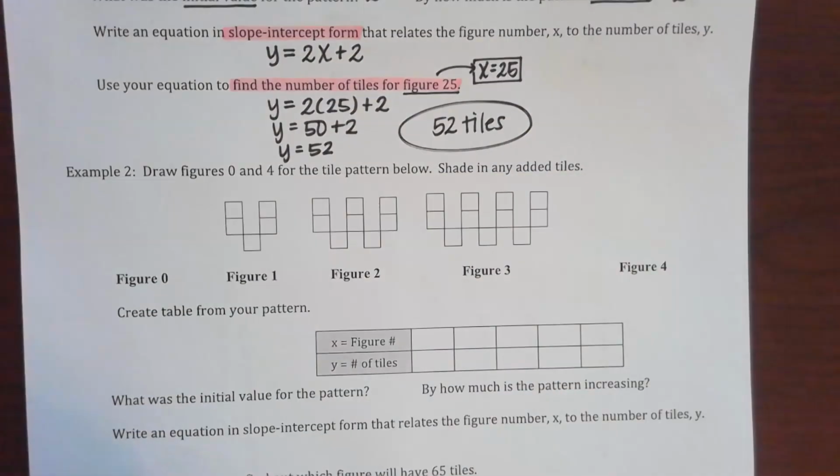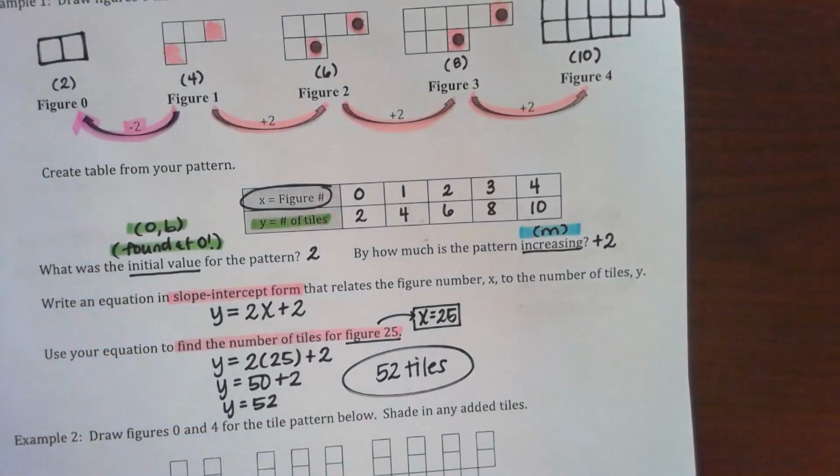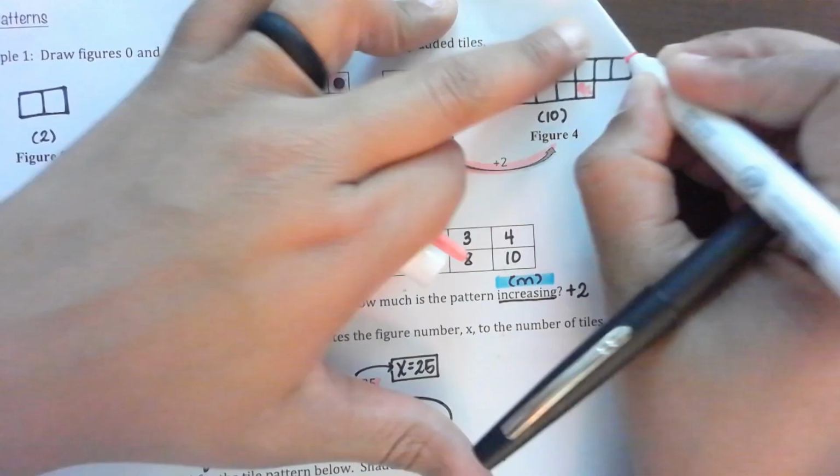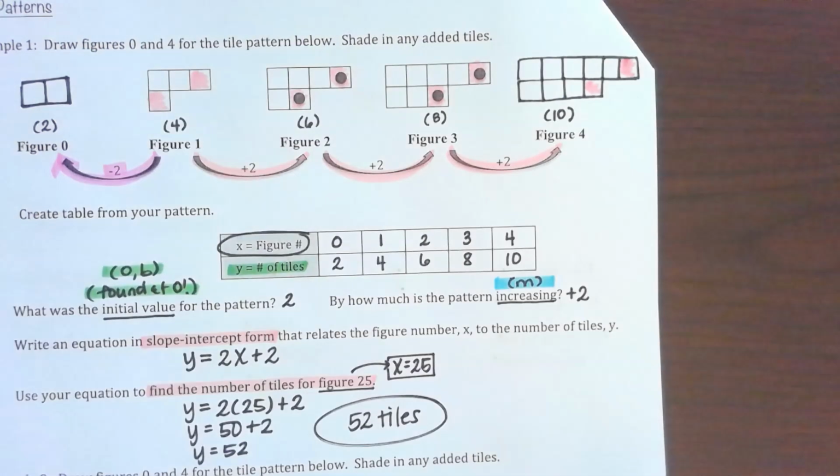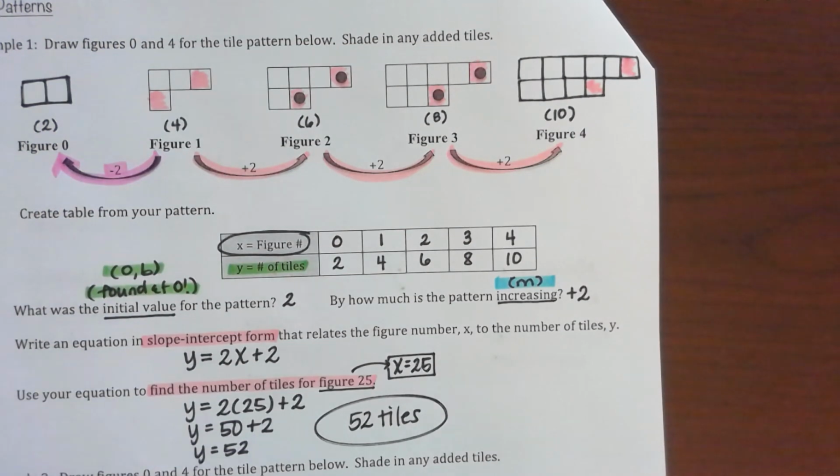Look at example number 2. Draw figures 0 and 4 for the pattern below. Shade in any added tiles. So, let me go back up here and shade these in, because I forgot to do that up here. We added those 2 tiles, so I have to shade those in. So, let's look at our example. What do I need to do first before I do anything else? Count how many each one of them has.